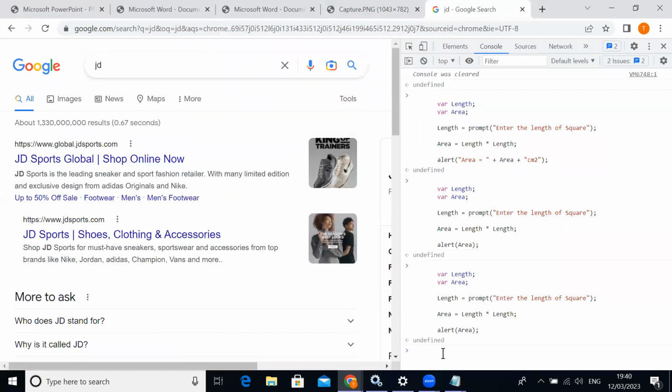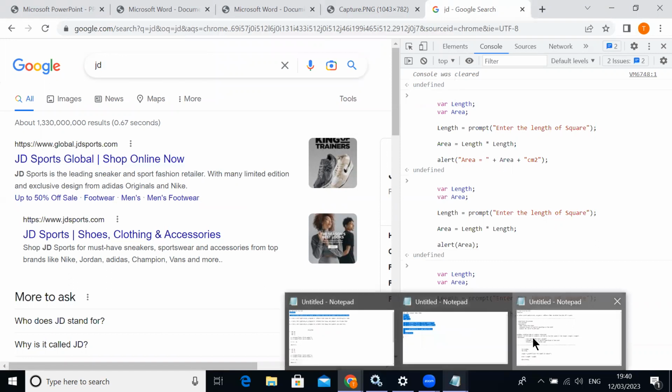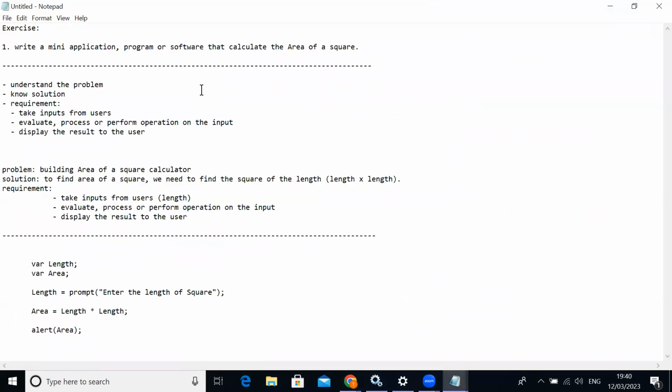So that's it. This is how we write a mini program that calculates the area of a square. You get it? As simple as that. Let's try one last example, then we can end this week's session.